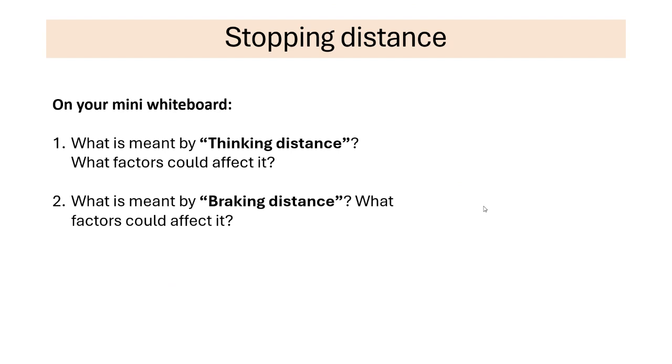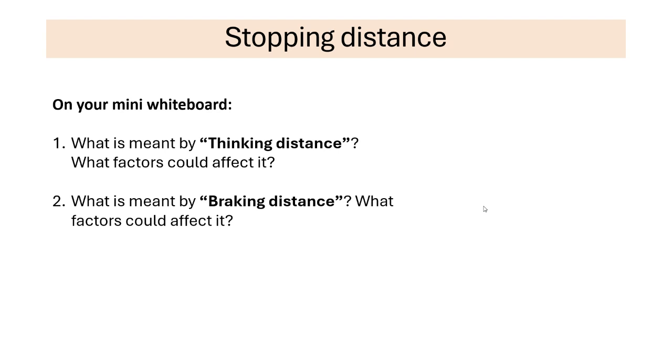The thinking distance is the distance traveled while you are processing the idea that you need to brake. So it is the time it takes for the message that you're seeing some danger on the road to be sent to your brain, and for the brain to send a message to your muscle to start braking. The factors that could affect thinking distance could be being tired, or age, or being under the influence, or taking medicines, or drugs, or caffeine, which is going to shorten the thinking distance.